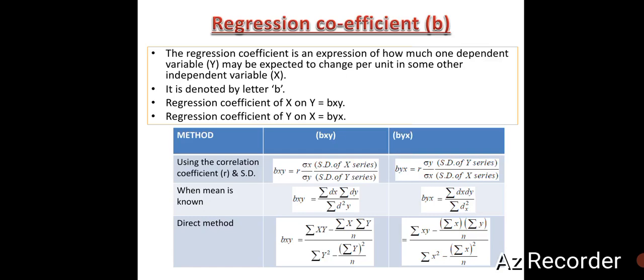Now there's also a direct method for determining this regression coefficient, which is bxy equals summation xy minus summation x into summation y upon n, whole divided by summation y square minus summation y whole square divided by n, and the same goes for byx.